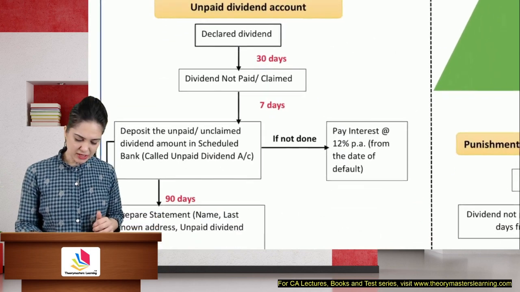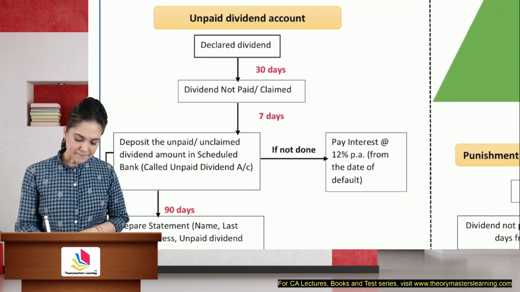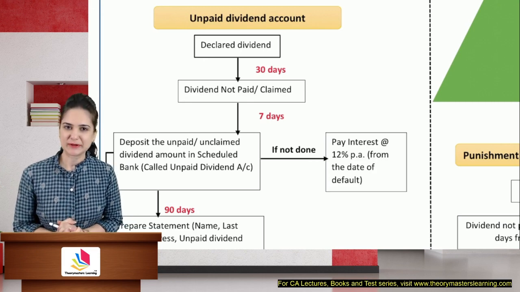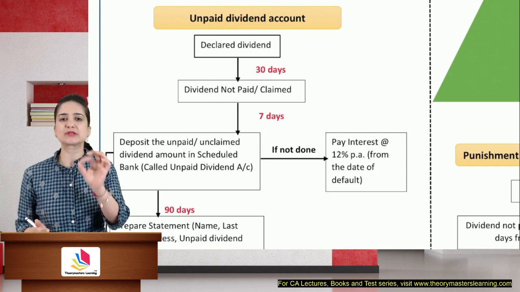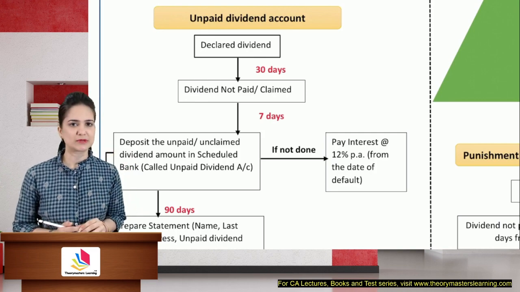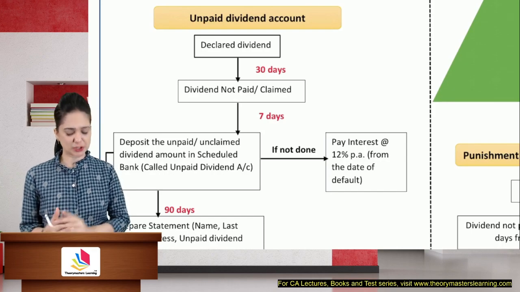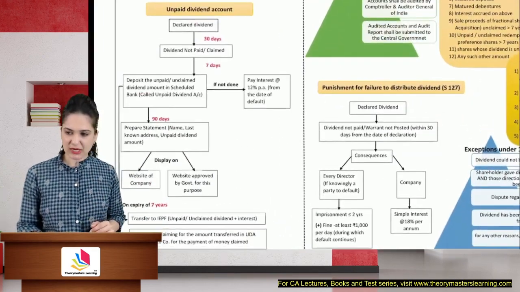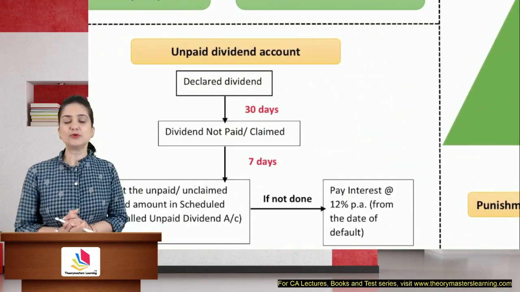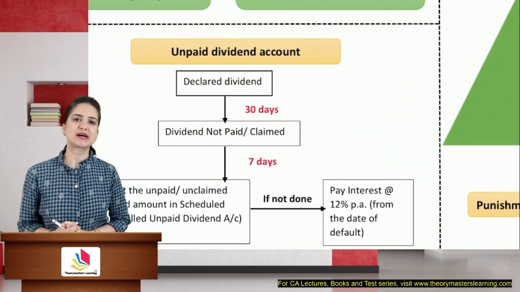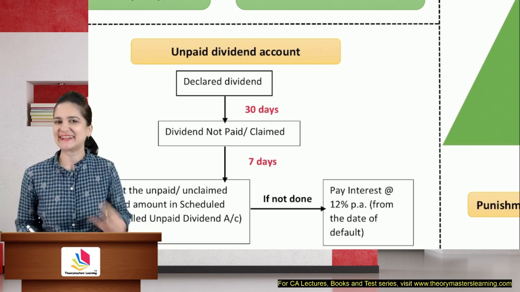Then we have the unpaid dividend account, section 124. The company has declared dividend. Within 5 days, as we discussed earlier, it has to deposit that money in a separate bank account. They have to pay that dividend within 30 days of declaration. So I have made a small timeline for you students. This is a timeline which you will follow to frame the answer in case it is asked on unpaid dividend account. You can easily convert each and every point of this into a sentence.